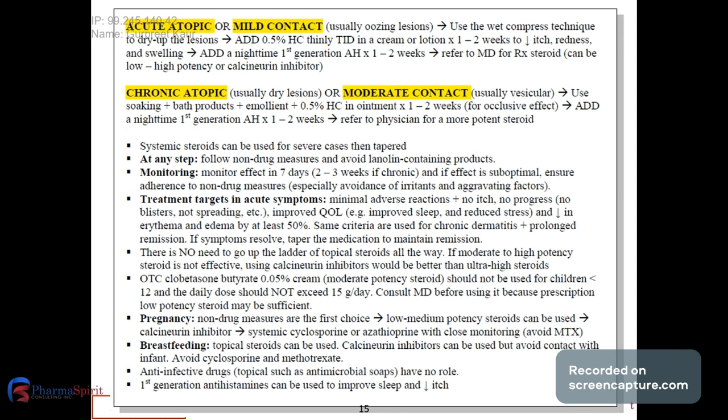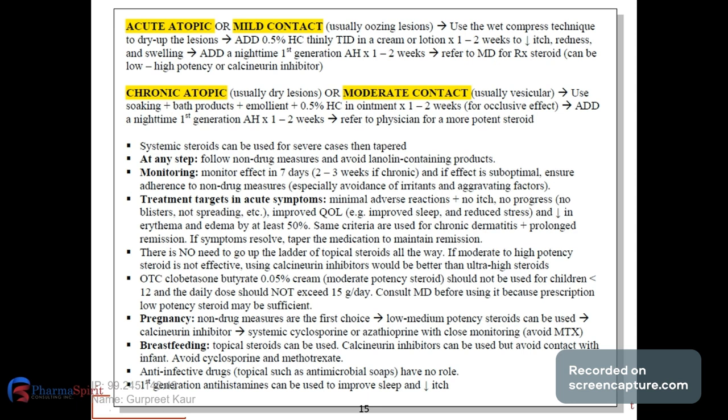So if the patient has acute atopic or mild contact dermatitis, the lesions are usually oozing. We will use the wet compress technique to dry up the lesions. And we said what the wet compress technique is: you apply wet gauze for 1 minute, remove it for 1 minute, apply for 1 minute, remove it for 1 minute. We do this for 30 minutes every 4 to 6 hours.